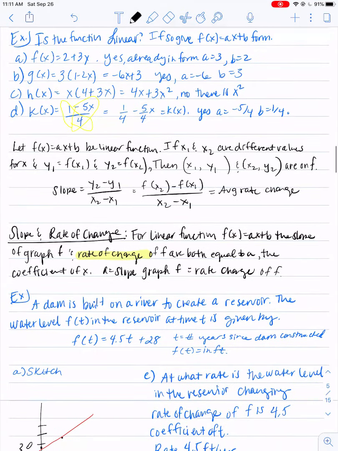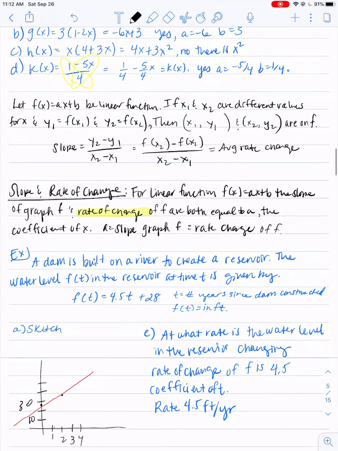And then we have k of x equals (1 minus 5x) over 4. And so I do the heart thing here to see where the 4 needs to go. So I have 1 over 4 minus 5 over 4 x. And so yes, this is a linear function with our a equal to negative 5 over 4 and b equals 1/4.